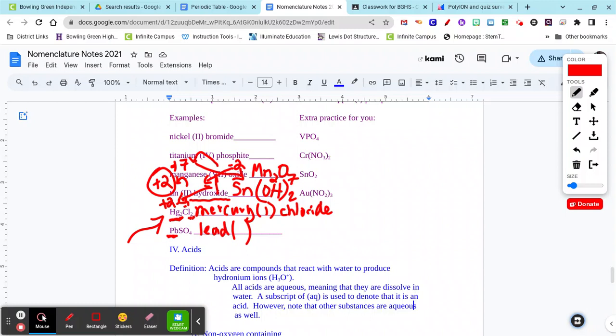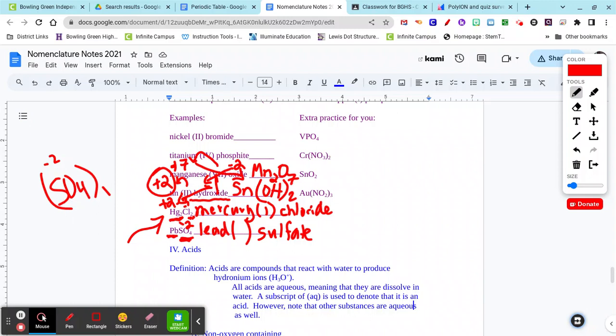Then I look at the rest of the formula and I see that there's more than one element here. There's sulfur and oxygen. That means that that SO4 is polyatomic. And I know, because I've studied all my polyatomics, that it is sulfate. And I also know that sulfate is -2. That means that SO4, that whole thing, is -2. Okay, so I've got one of them.